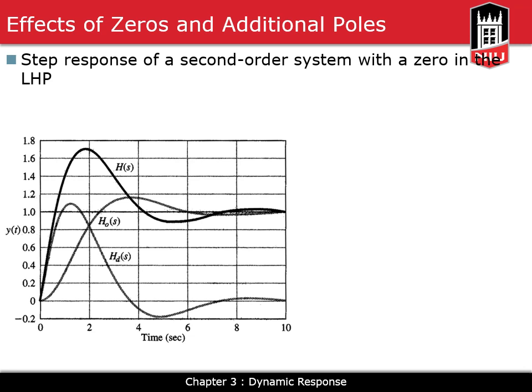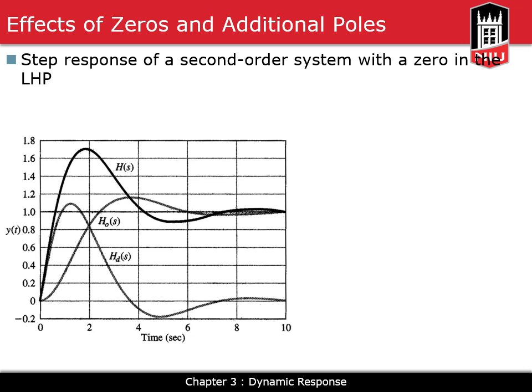Step response of a second order system with a zero in the left half plane. If there is a zero in the left half plane, then we can write our transfer function as the combination of two transfer functions, and same way we can get the output of the system due to those two transfer functions. HO would be the standard second order transfer function. HD would be the part that has the zero in there.